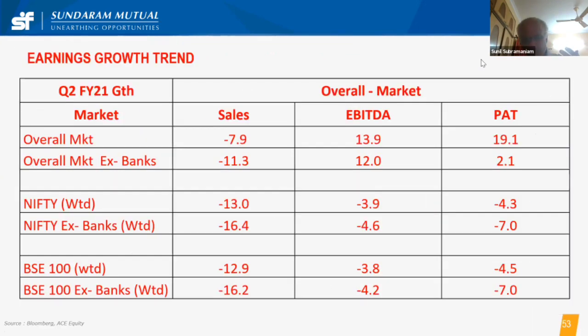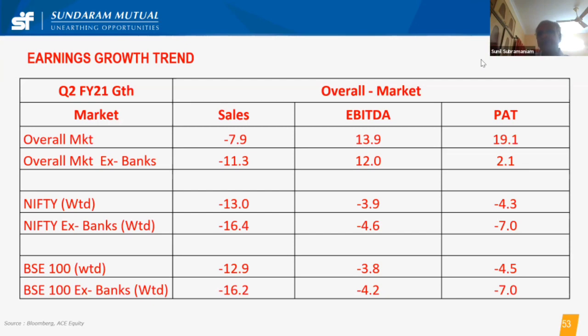Now when you look at the earnings pattern, you can see the overall market line: the quarter two sales is negative. What is the reason? The economy was 7% negative, and overall market sales are 7% negative, a GDP to sales correlation. But operating profit, which is EBITDA, and profit after tax, both show that Indian stock market companies have managed the downturn much better than the non-stock market companies.